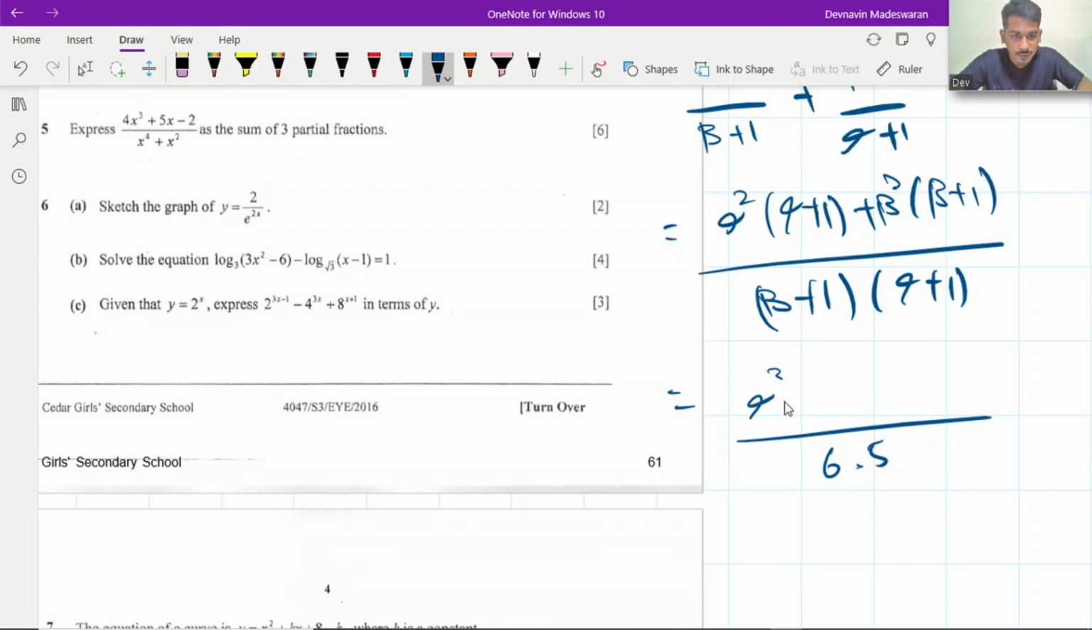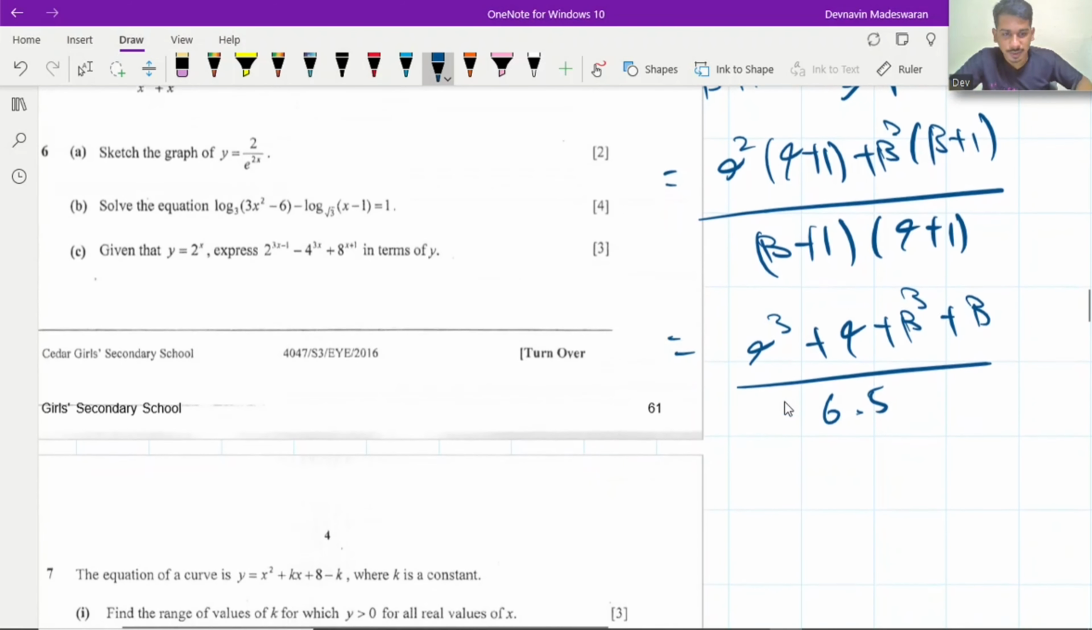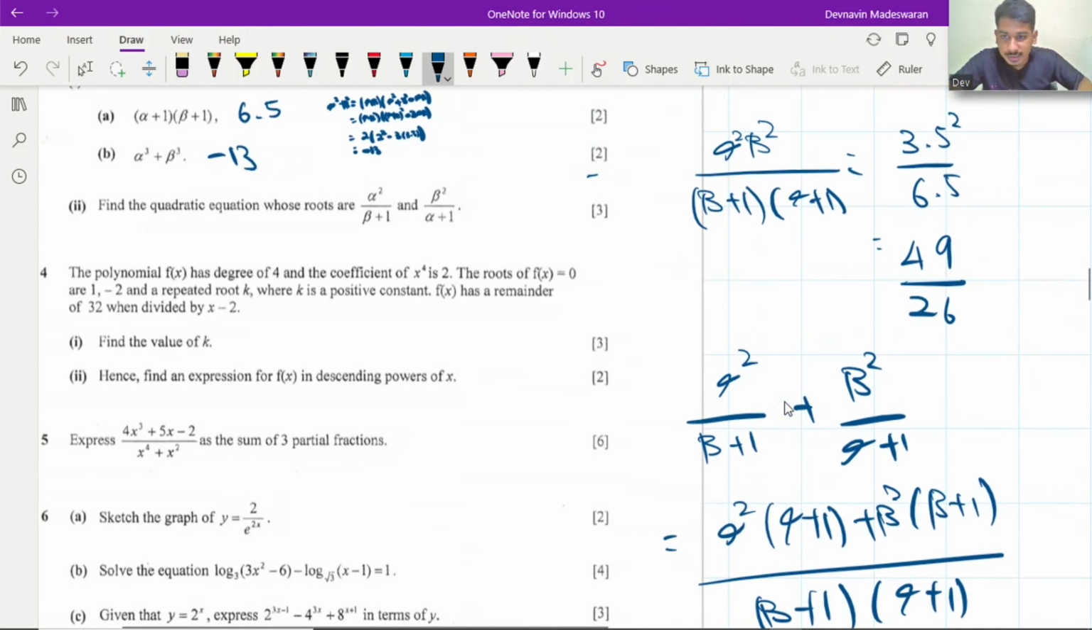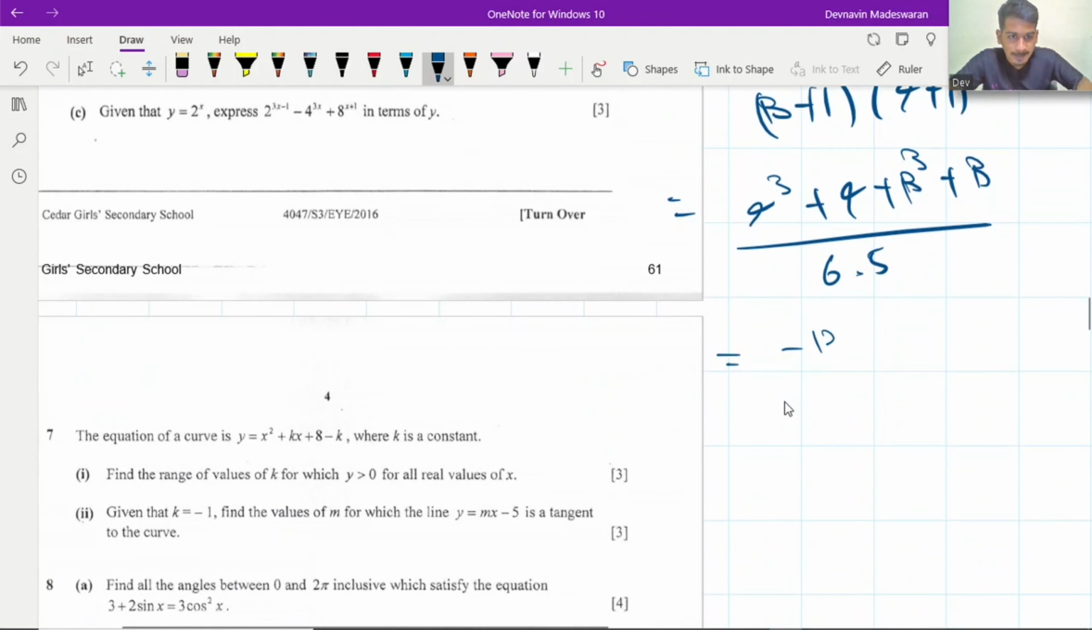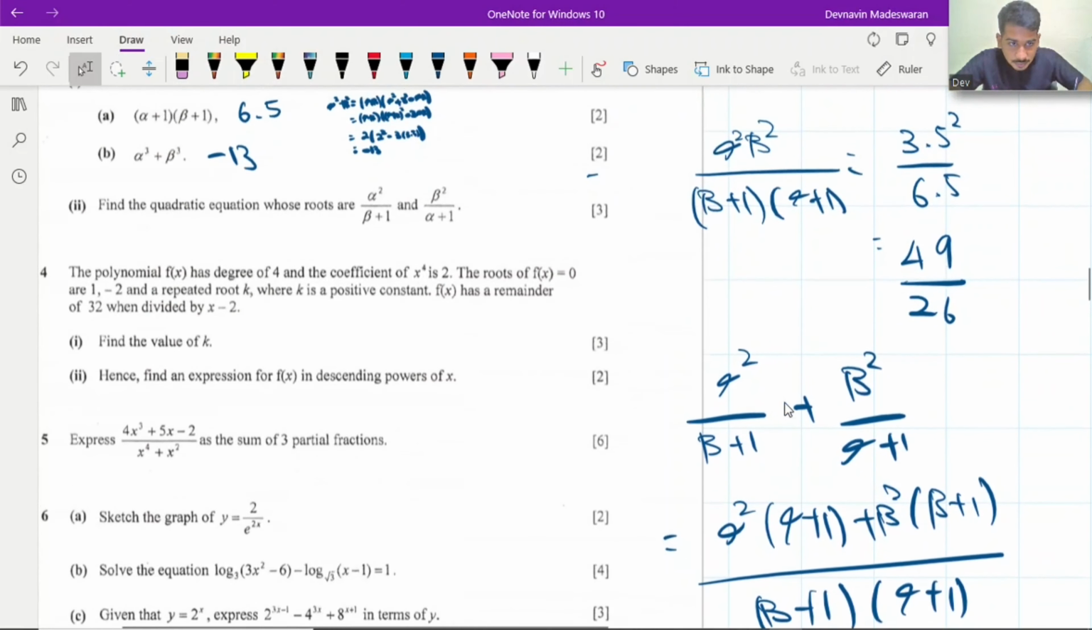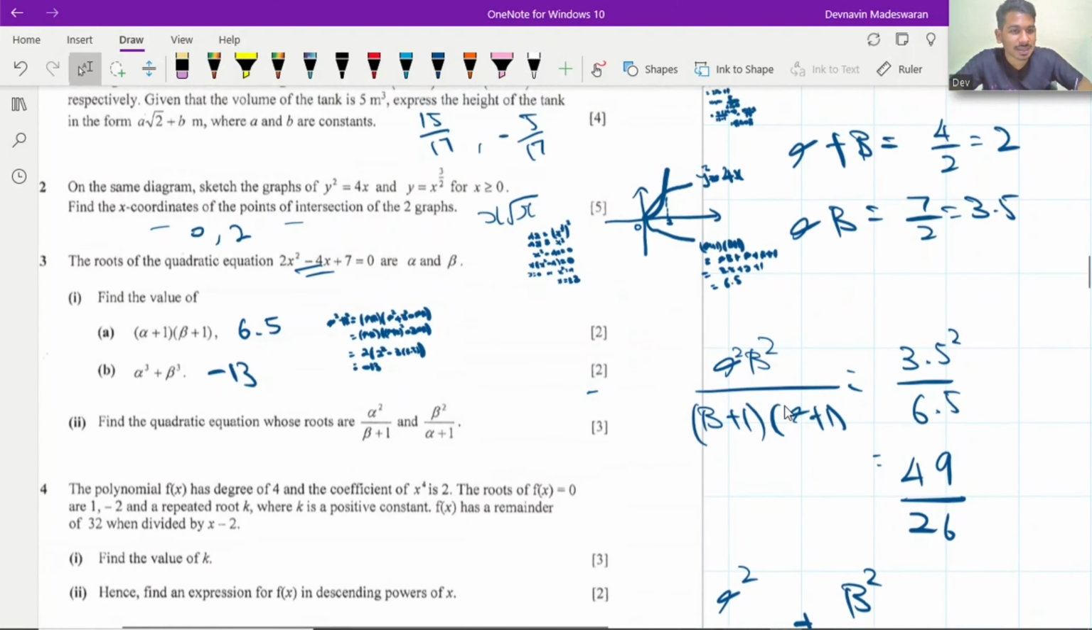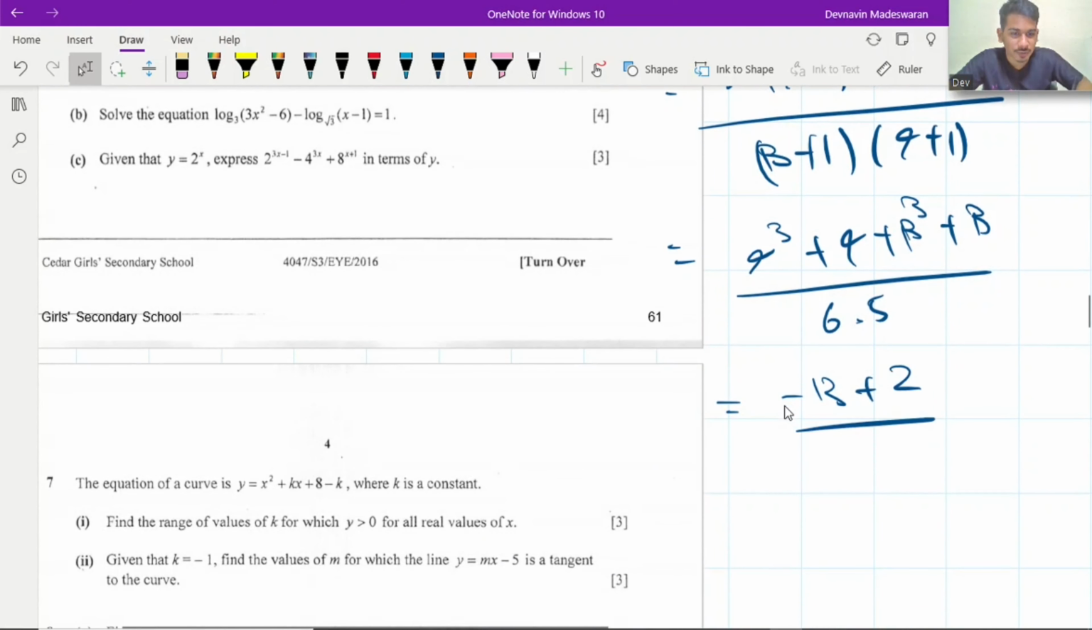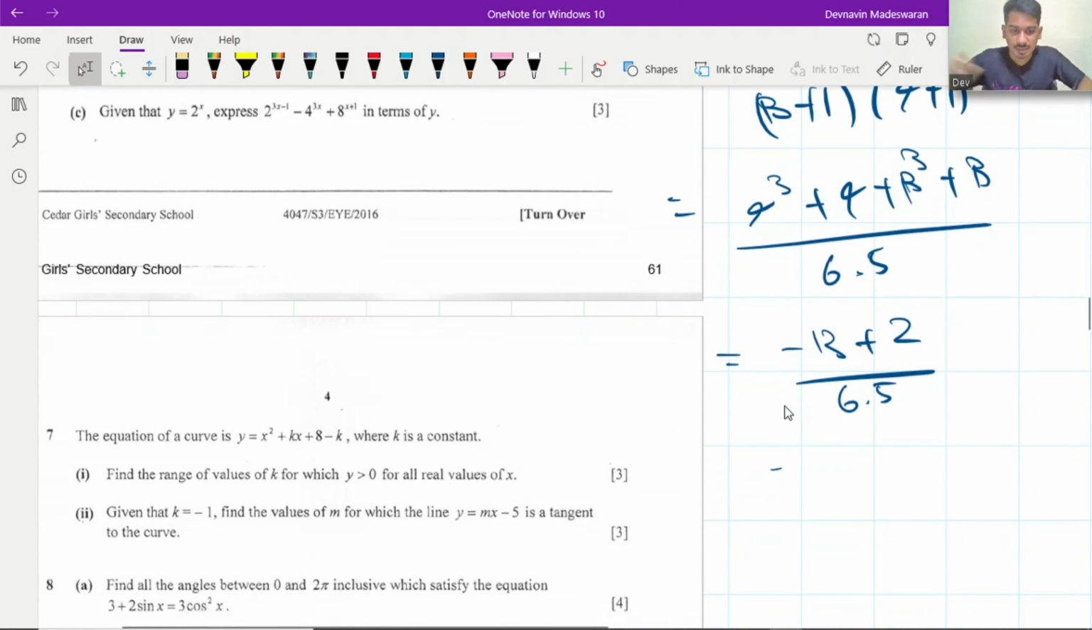At the top, we're going to have alpha cubed plus alpha plus beta cubed plus beta. So we have the sum and the sum of cubes, right? Okay, so the sum of cubes is negative 13, and the sum of roots, alpha plus beta, is going to be 2. And then over 6.5. So this is going to be negative 22 over 13.